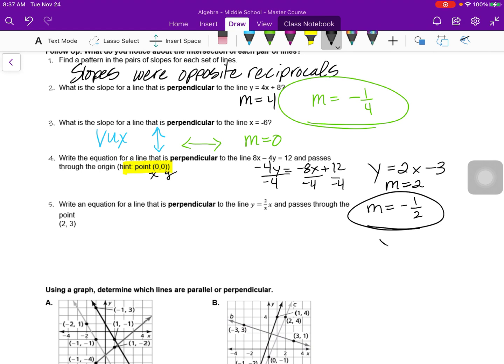So in the form, I'm just going to keep working over here. If I use my mx plus b, I want the slope of my line to be negative 1/2. I know that x and y are both 0, and I'm finding b, okay? So b is equal to 0. So that means the equation of my line is just y equals negative 1/2 x.